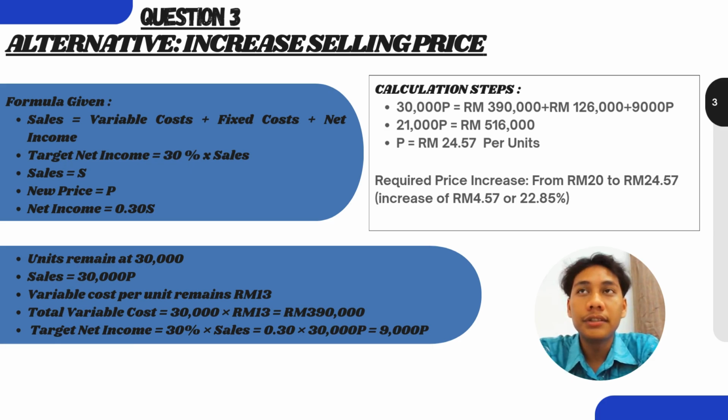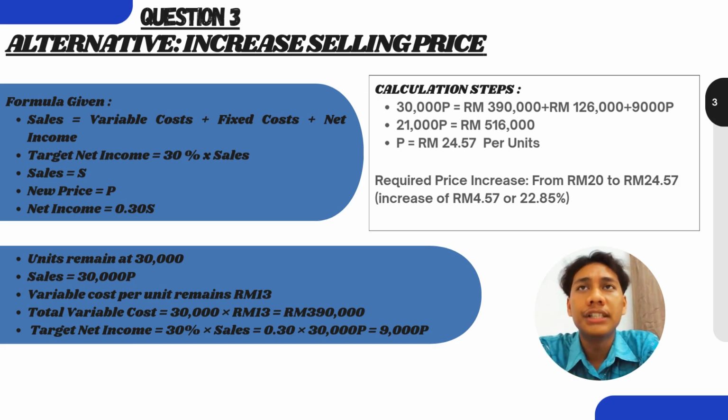Next, I'll talk about question 3, which is the alternative to increase selling price if units cannot increase. The formula is still the same as before, but here, units remain at 30,000. Sales equals 30,000P. Variable cost per unit still remains at 13 ringgit, and total variable cost is equal to 390,000 ringgit Malaysia, and target net income is equal to 9,000P.